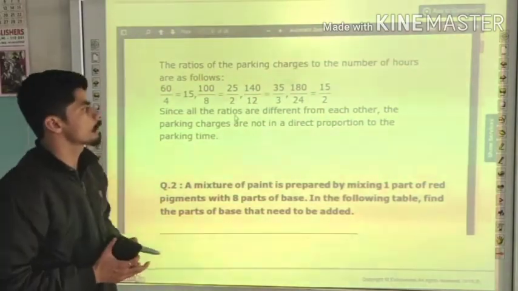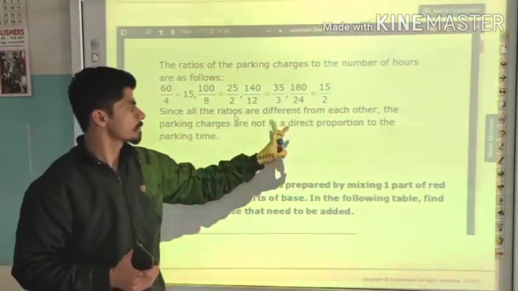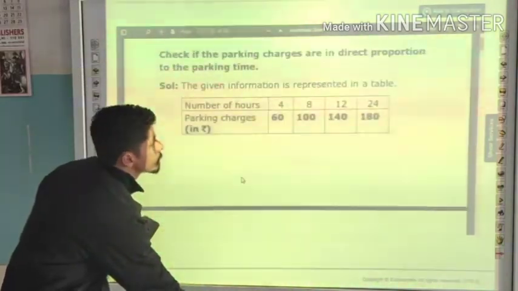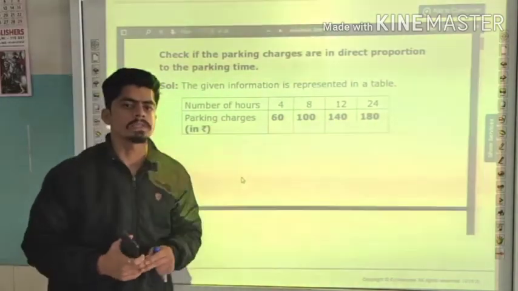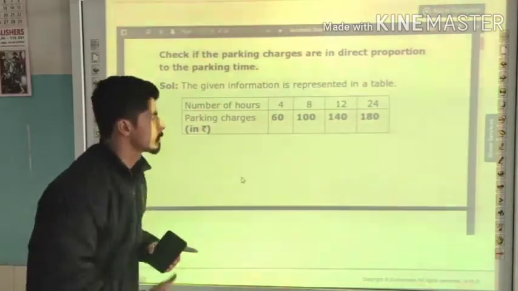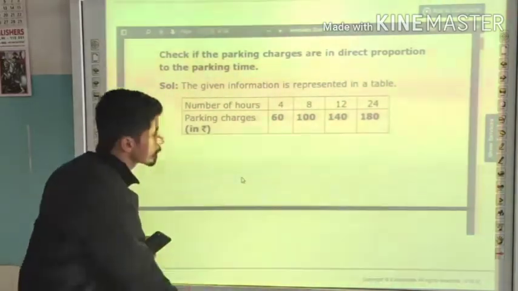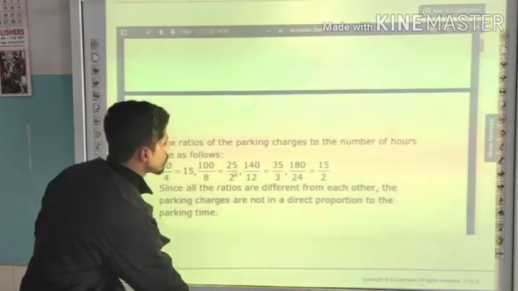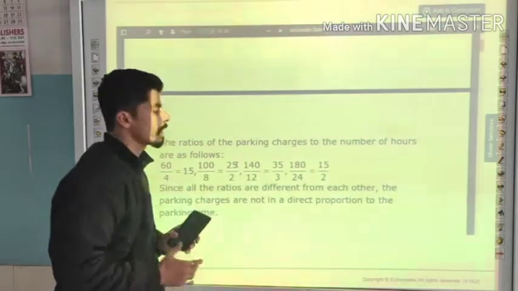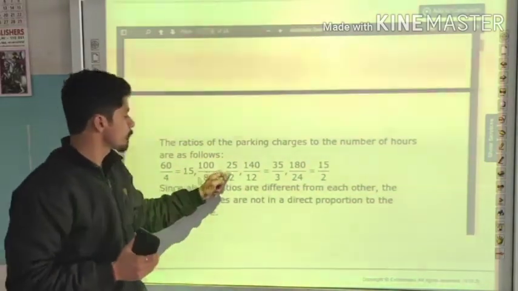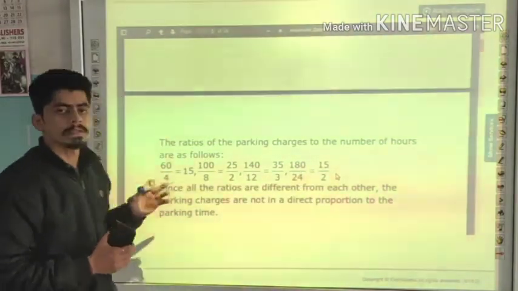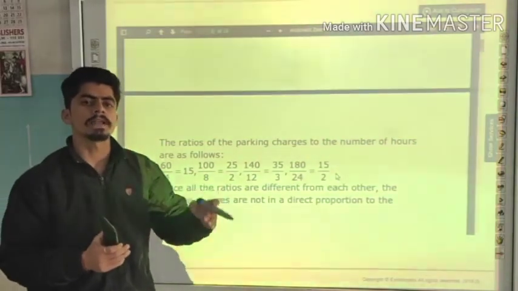Since all the ratios are different from each other, the parking charges are not in direct proportion to the parking time. The data given is not equivalent, because when we solve it we do not get the same value after division. If we divide 60 upon 4, we get 15. 100 upon 8 is equal to 25 upon 2. Similarly 140 divided by 12 is equal to 35 upon 3. That means 15, 25 upon 2, 35 upon 3 and 15 upon 2 are different values. So it is not in direct proportion, as the ratios are not equivalent to each other.